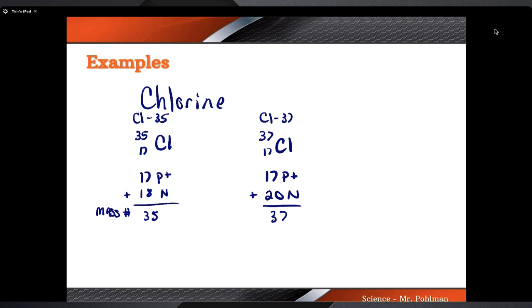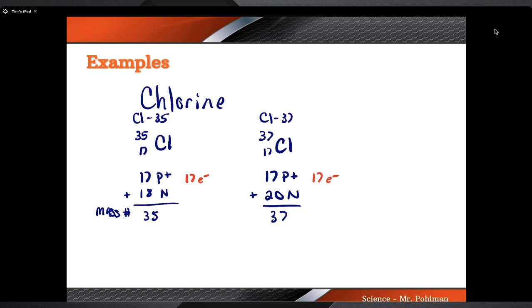All right, now what is going to give it its characteristics? That's the number of electrons. So if this guy has 17 protons and we find it on the periodic table, it's going to be electrically neutral. That means that it's going to have 17 electrons also. So regardless of which isotope of chlorine you have, you're going to have 17 electrons if it's electrically neutral.